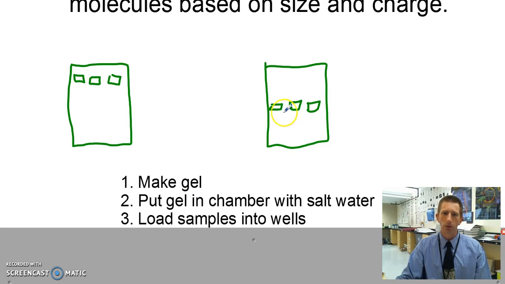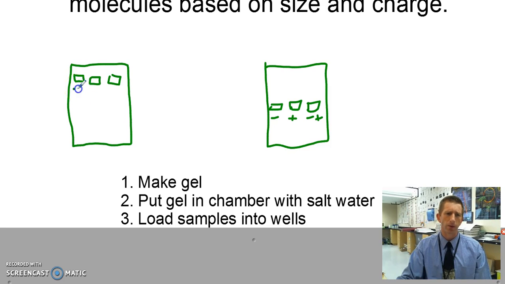Okay, so we'll look at this one first. So let's say that we have a negative sample here and a positive sample here, and then let's say that we have a mixed sample. We have a negative and a positive sample here, right? With this gel, we would use this gel for something called DNA fingerprinting, which is going to be our next process that we talk about, or actually our last process that we talk about.